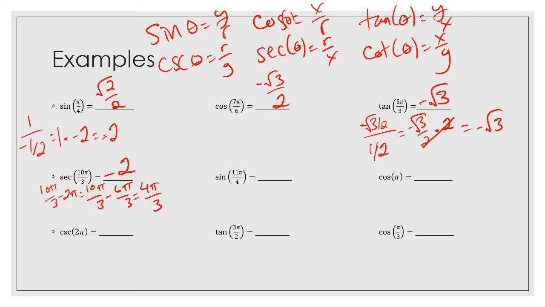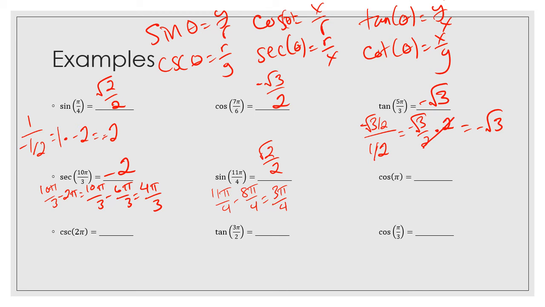So the sine of 11 pi over 4. Again, 11 pi over 4 is not on the unit circle. So I need to find a coterminal angle that is. So we need to subtract 2 pi. If I have a like denominator, that's going to be 8 pi over 4. So this gets me 3 pi over 4. 3 pi over 4 is in quadrant 2. So the sine of 3 pi over 4 is that y value. So that's radical 2 over 2.